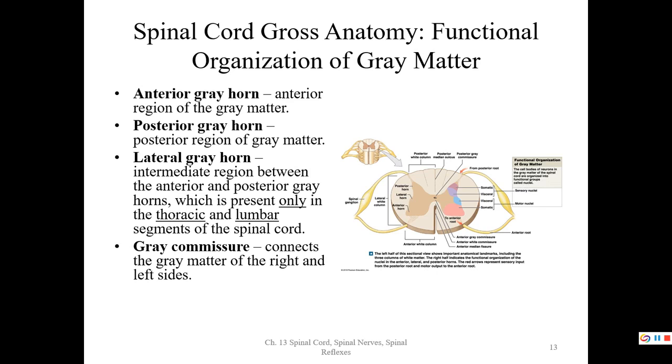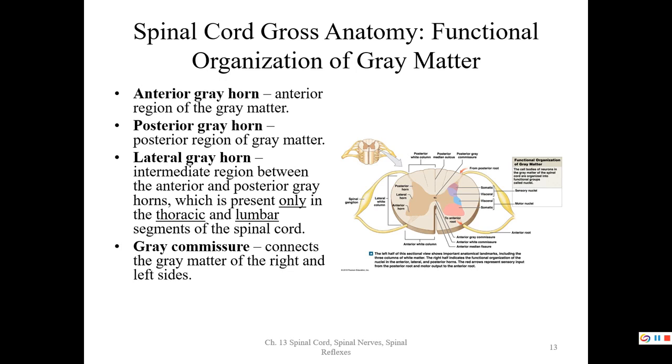There's anterior, posterior, and lateral gray horn. The anterior gray horn is the anterior bit of the gray matter. The posterior region of gray matter is the posterior gray horn, and the lateral one is intermediate between them. Now, one of the big things I want to make a point of is you will only see this in thoracic and lumbar. You will not see this in the cervical or sacral spine. It's only in the thoracolumbar region. We're going to talk about that in AP2. That's where the sympathetic nerves come out.